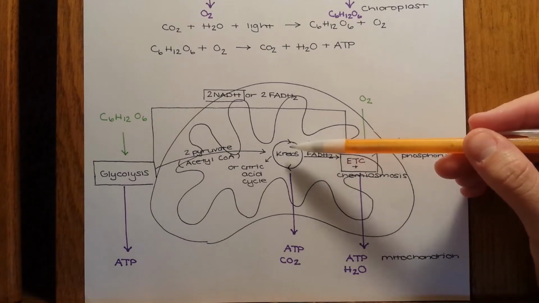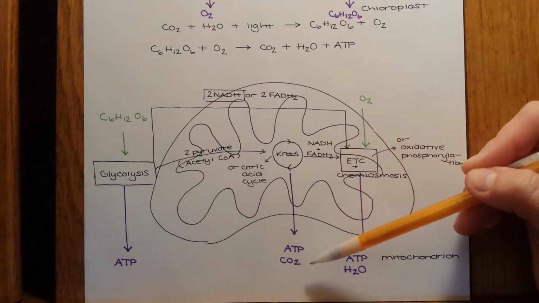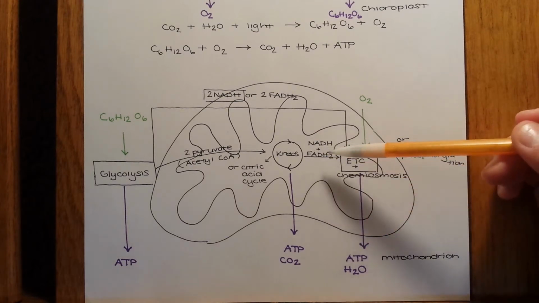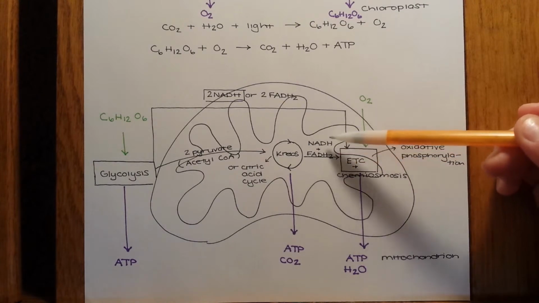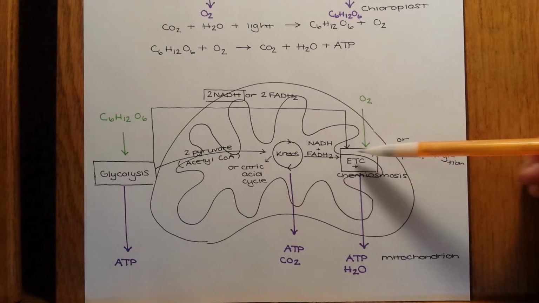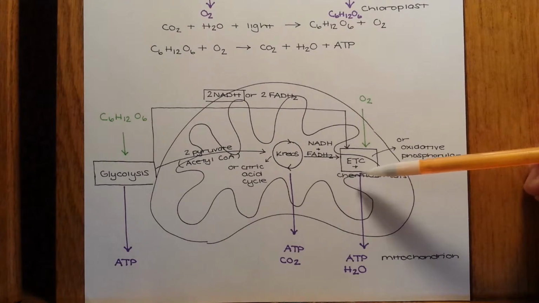Then within the Krebs cycle, we make a little bit of ATP, we make some carbon dioxide, which comes out of this process, but then we also are going to make some NADH and FADH2. Again, these are carrying potential energy in the form of hydrogen ions and electrons to the last step of the electron transport chain and chemiosmosis.